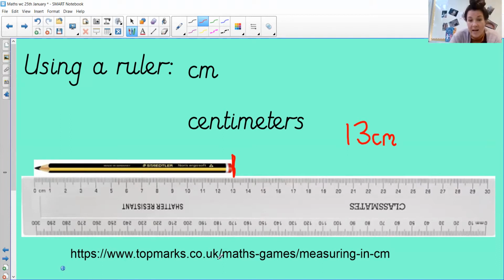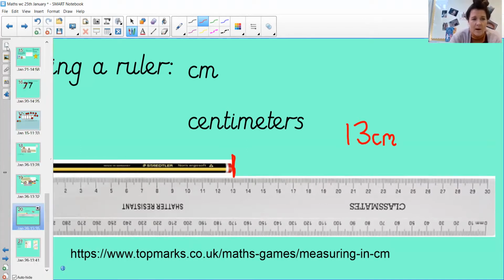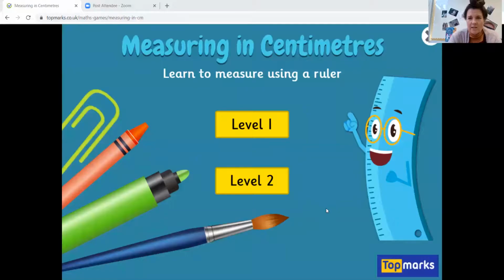Now, as I said, we're going to play a game now, okay? The link to the game will be sent to your Dojo stories, but I'll just show you how to play this game, and we'll do it because it gets us to do a bit of measuring together. So let's get the game. Here it is. It's called Measuring in Centimeters.